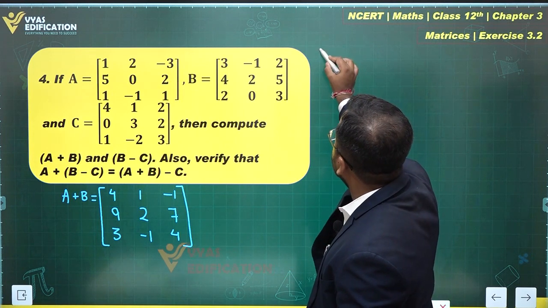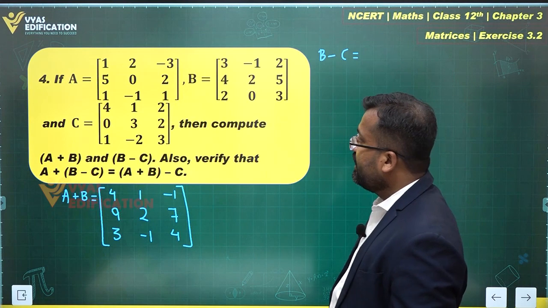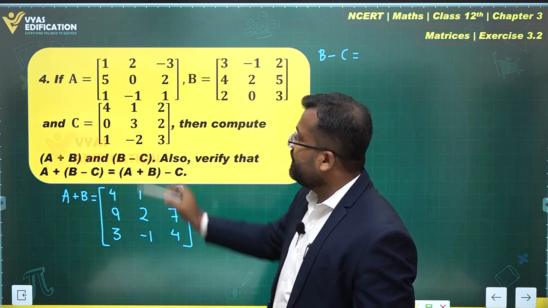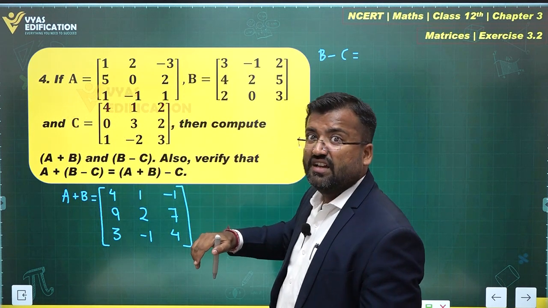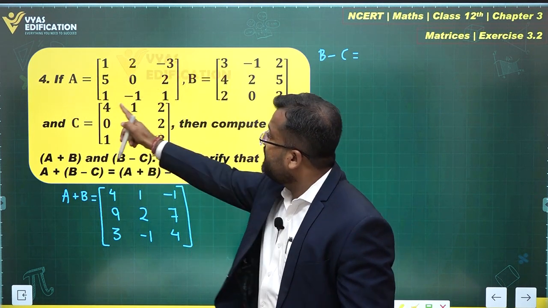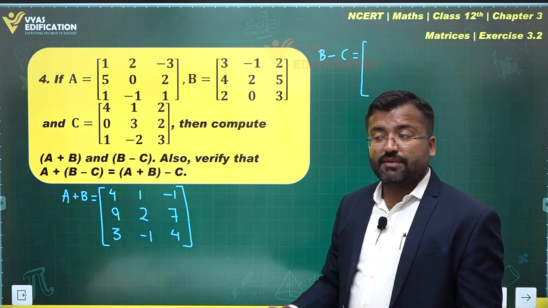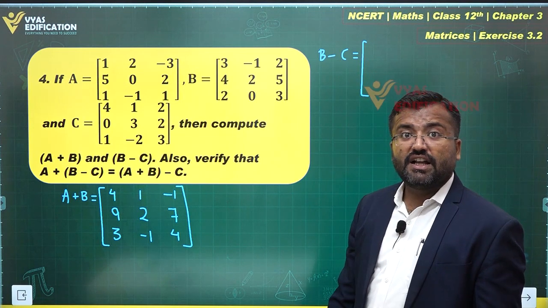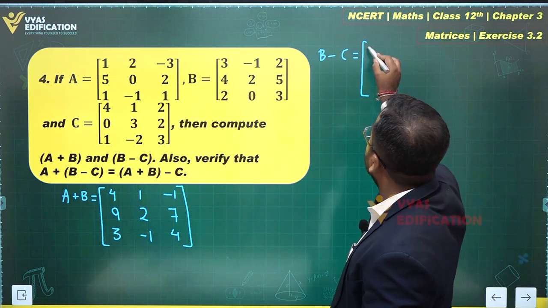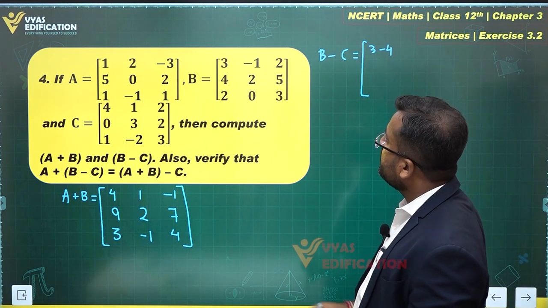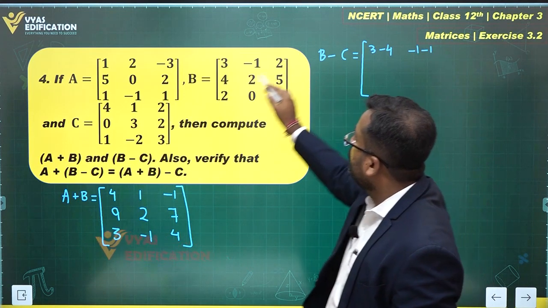What about B minus C? B minus C will be obtained by subtracting corresponding elements of each. 3 minus 4. Should I write the calculation step in between? I think we can skip that. Or let's write it maybe. 3 minus 4. Since subtraction will be an issue for some people, let me write it. Minus 1 minus 1. 2 minus 2.